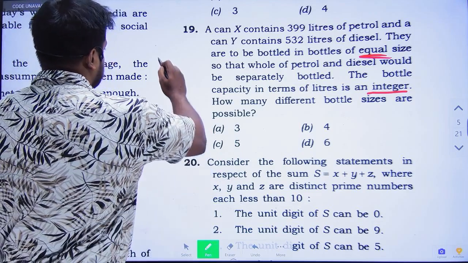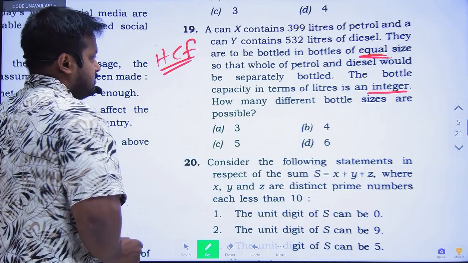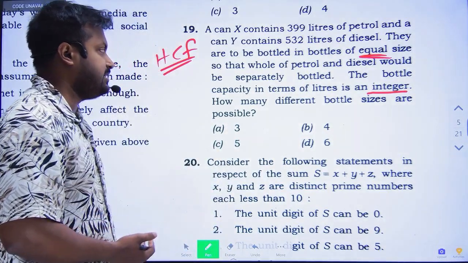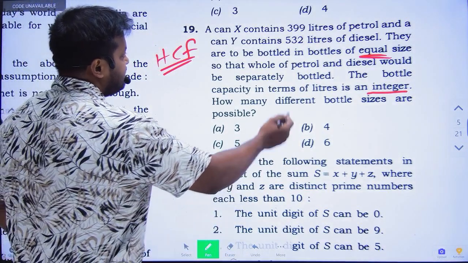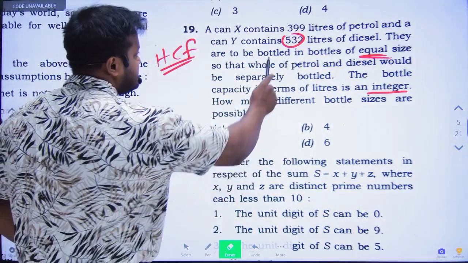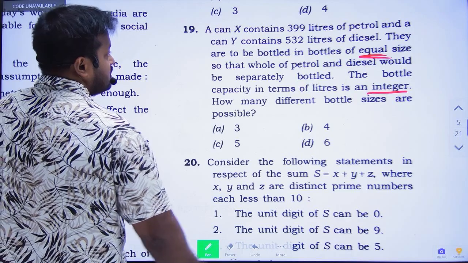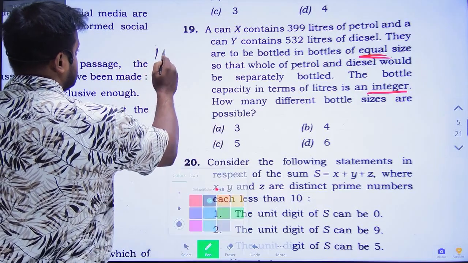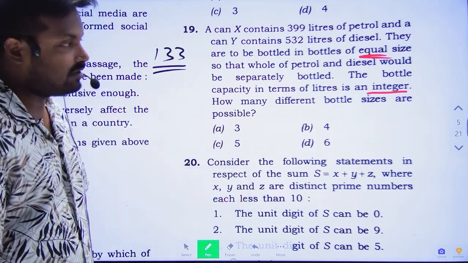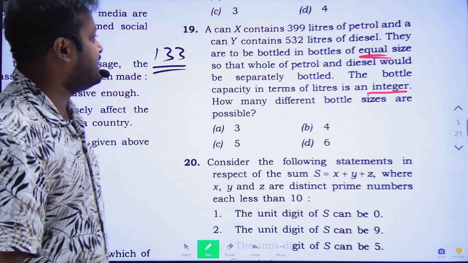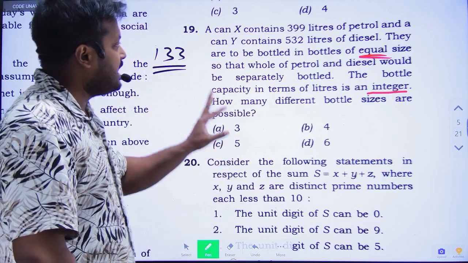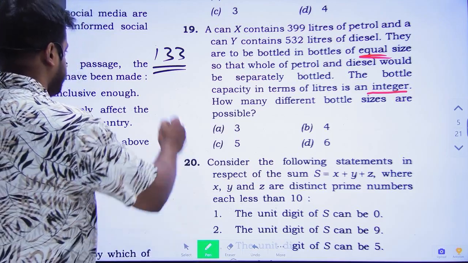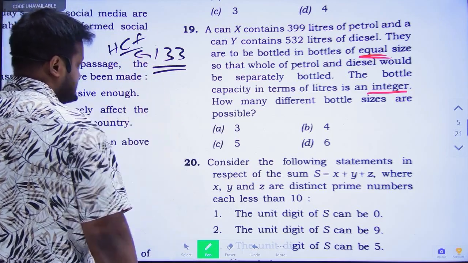Okay, this is a clear case of the HCF model. To find the HCF, one of the methods is taking the difference of the numbers. So 532 minus 399 is 133. I am finding HCF by the difference method. As 399 is directly not a factor of 532, and that difference is actually a factor of both 399 and 532, so it is the HCF of both the numbers.